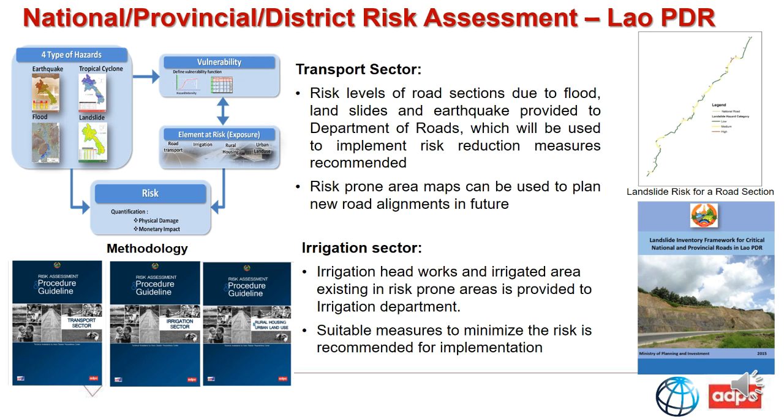In the irrigation sector, you can see the irrigation headworks and irrigated areas existing in risk-prone areas are provided to the irrigation department, and suitable measures to minimize the risk are recommended for implementation. So this has been some of the work in Lao PDR where we used risk-informed decision making for the road and irrigation sector.